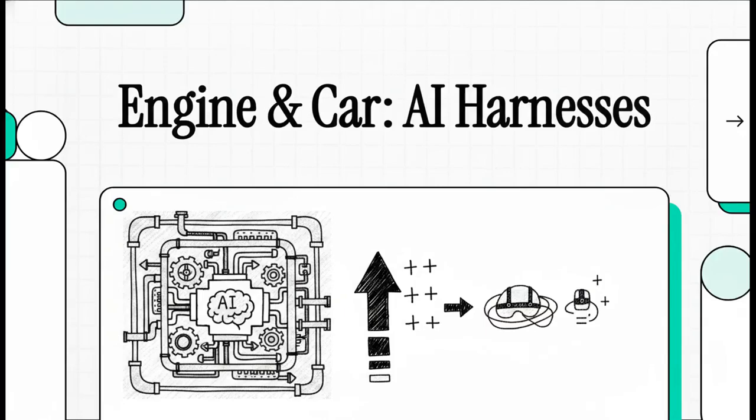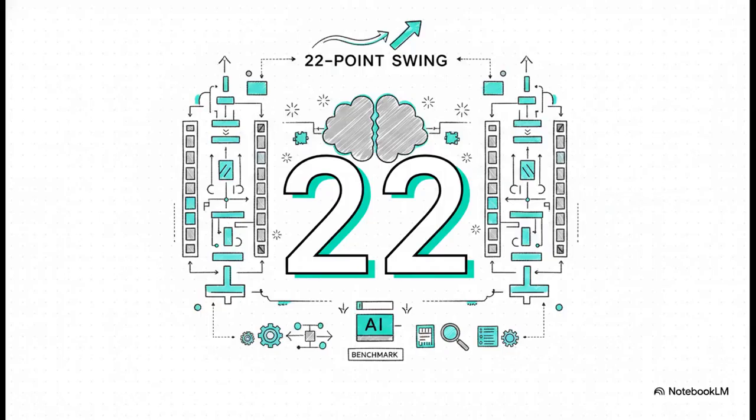Swapping the scaffold around an AI model can swing its performance by an incredible 22 points. Meanwhile, changing the actual frontier model itself only moves the needle by a single point. That massive 22-point swing on the SWE-bench Pro benchmark proves a really stark reality. The scaffolding, not the raw language model, is the true driver of modern AI capabilities. So let's look at exactly why that is.